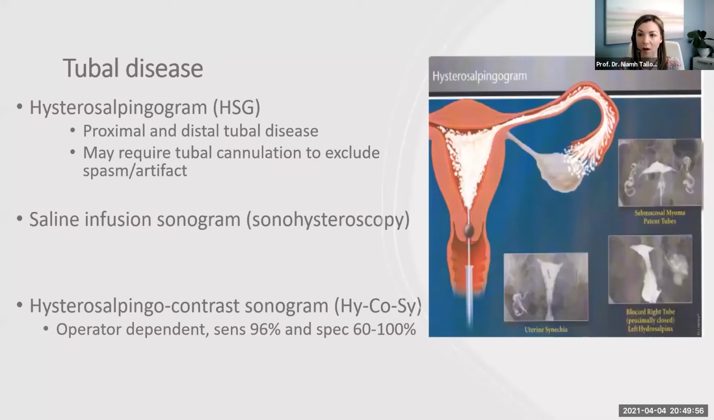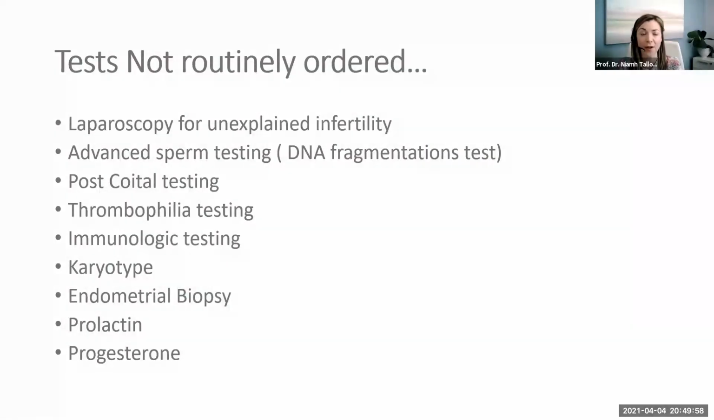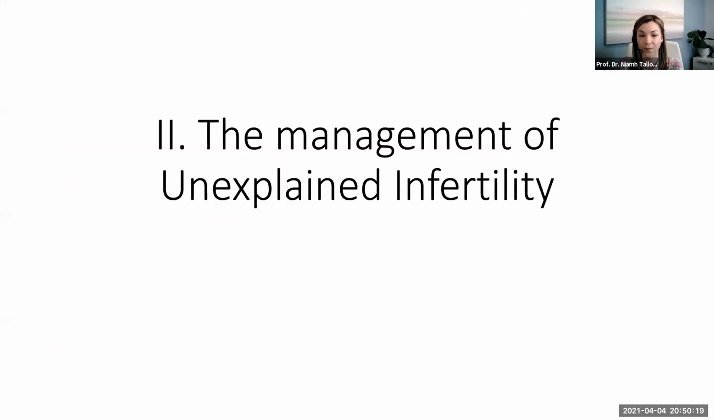if it's truthfully blocked. Now, tests that are not routinely ordered anymore: laparoscopy for unexplained infertility, advanced sperm testing like DNA fragmentation tests, postcoital testing, thrombophilia, immunologic testing, karyotypes, endometrial biopsy, prolactin for everyone not needed, just ovulatory dysfunction, and luteal phase progesterones don't need to be done in those who give a history of being very regular.